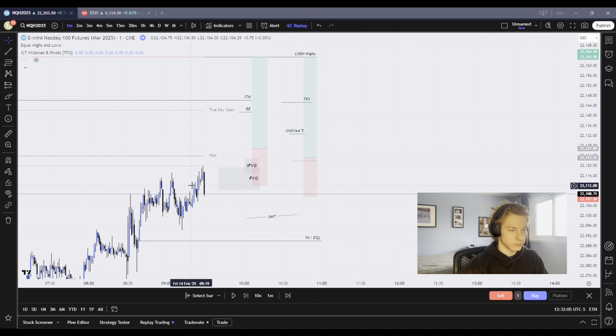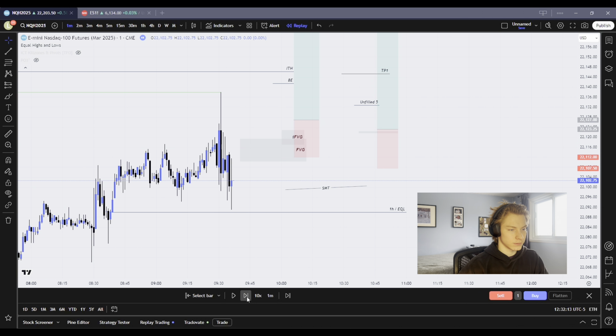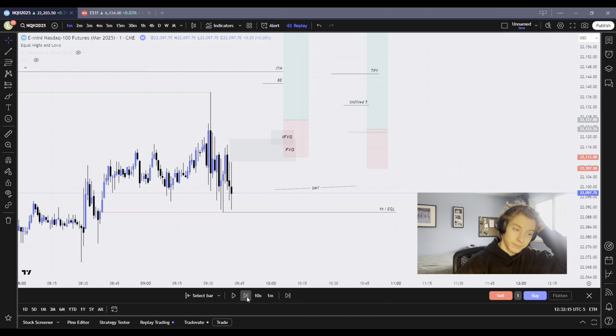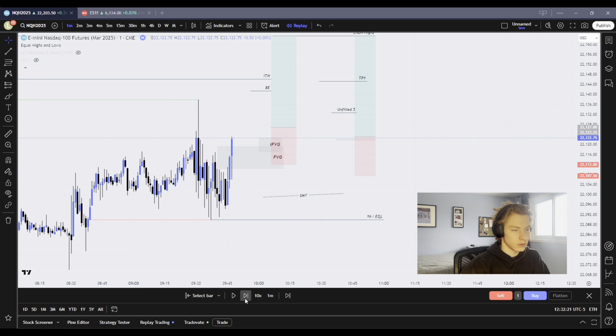So let's see. This is market open. Yeah. So market open was weird because there's just a ton of chop. So I was sitting around just waiting for 10 a.m. if we got anything.